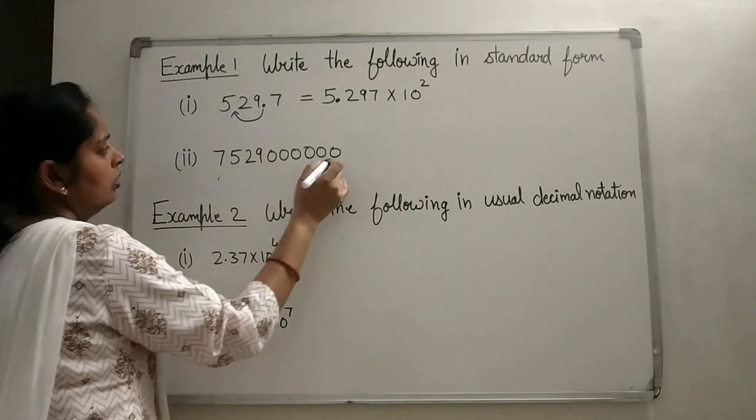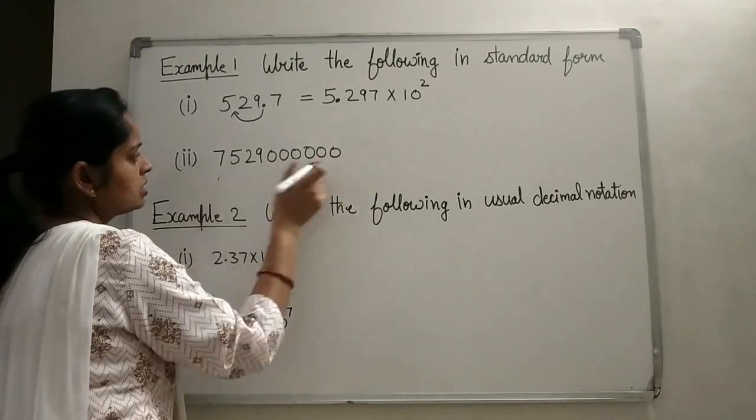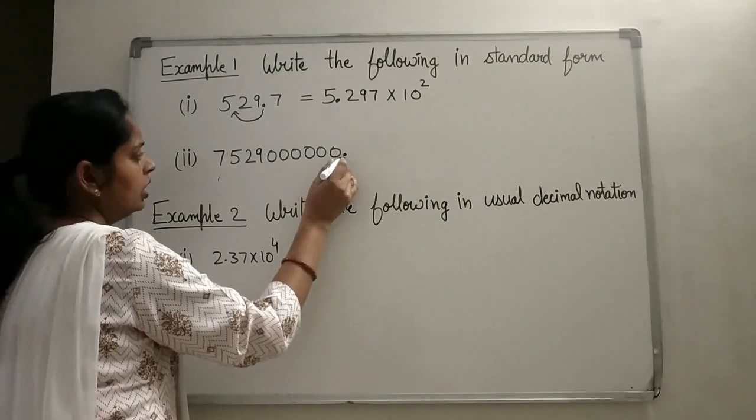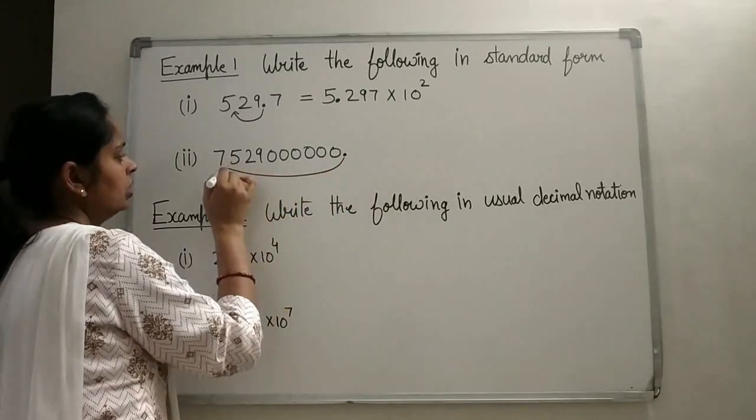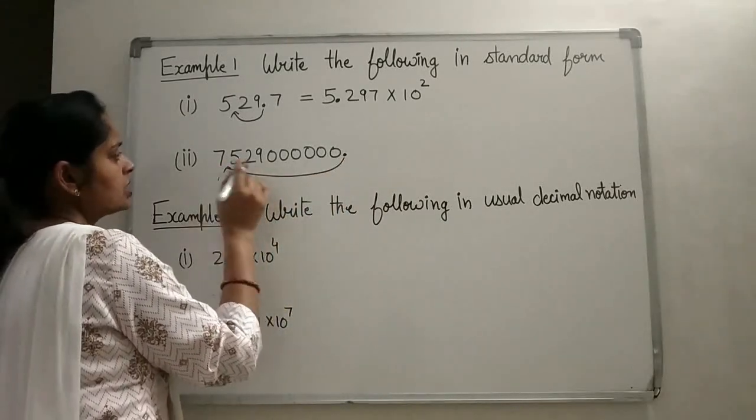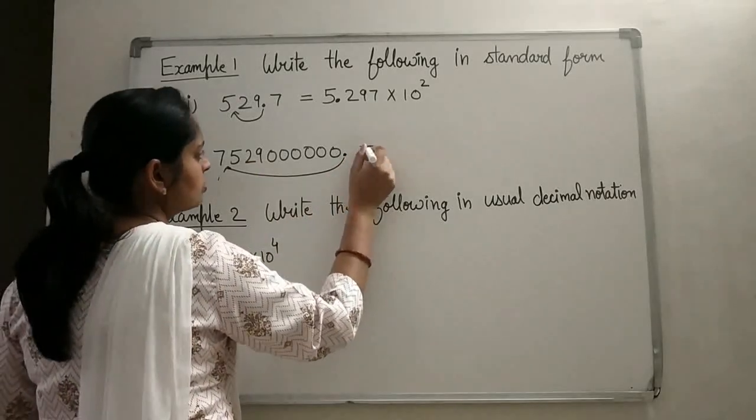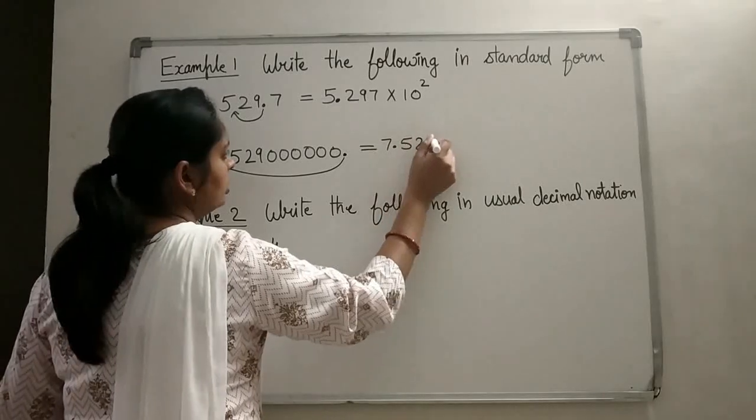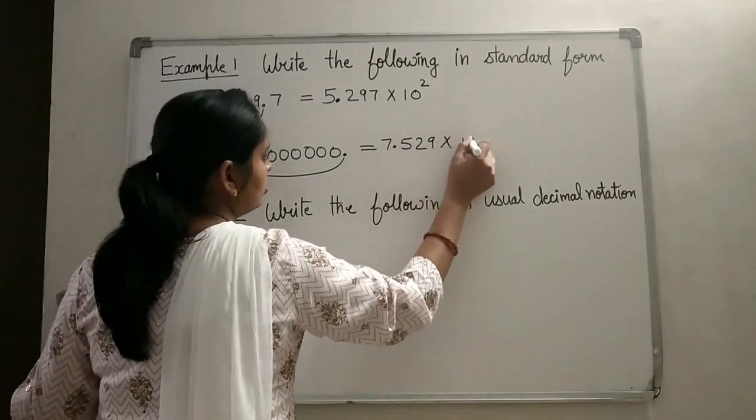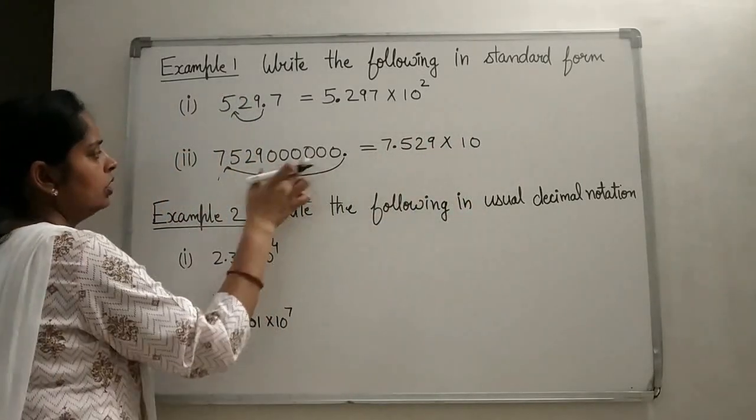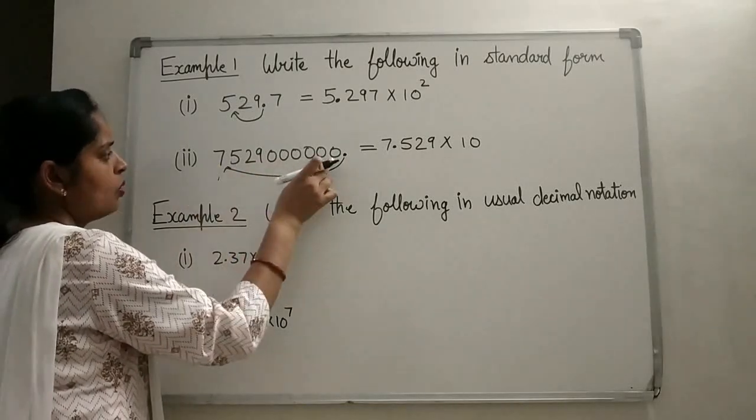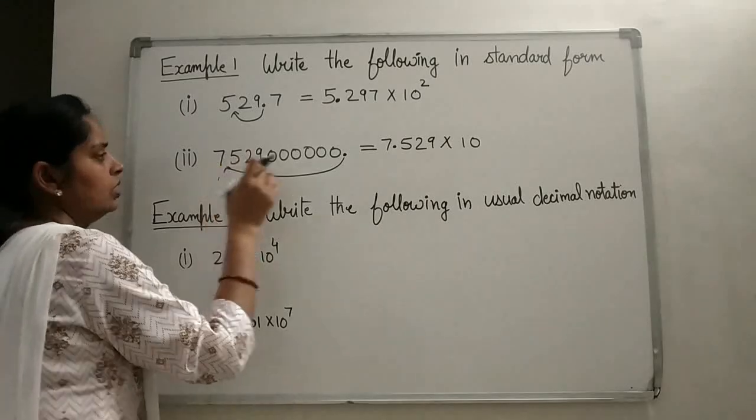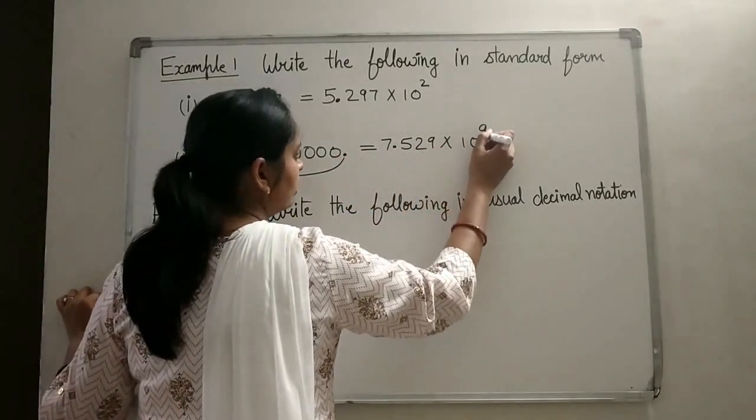Again here, where is the decimal? There is no decimal, which means it is at the end. Now I have to move the decimal from there till between 7 and 5, so the decimal will come between 7 and 5. So this will be equal to 7.529 into 10 to the power. What will be the power? Count the digits between the two decimal places. 1, 2, 3, 4, 5, 6, 7, 8, 9. So the power will be 9.